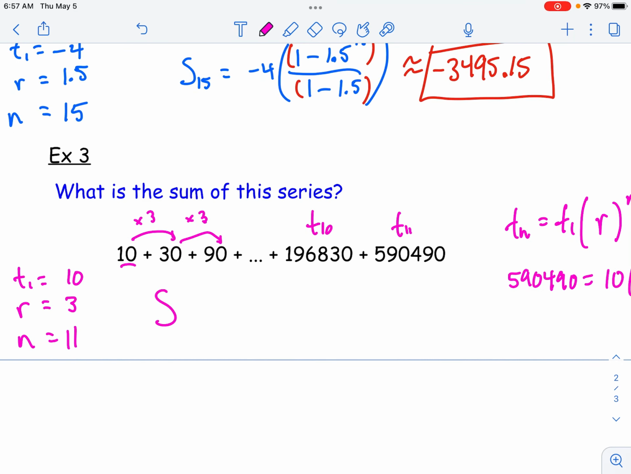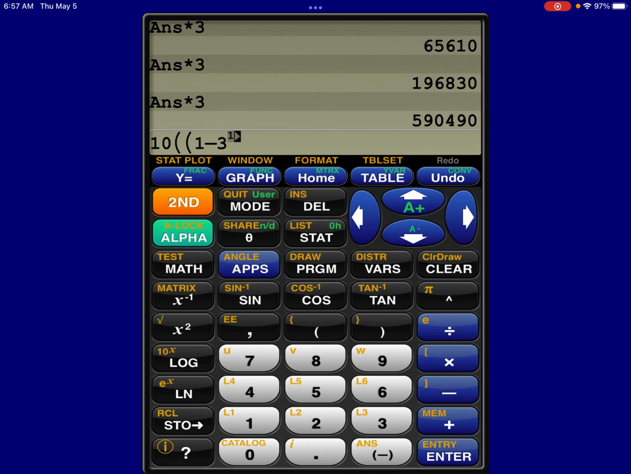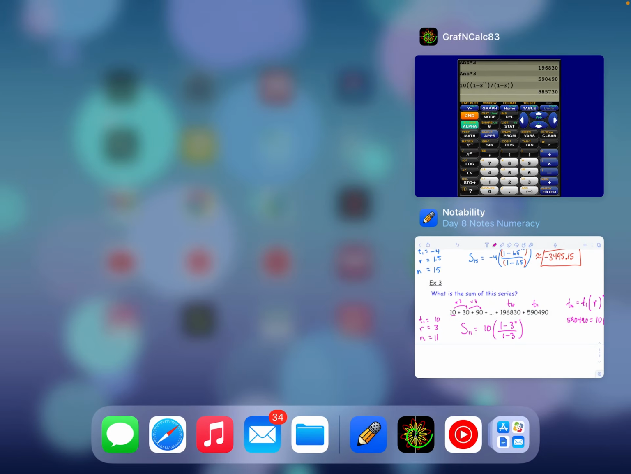So the sum of these 11 terms, you start with the first term, you multiply it by 1 minus the rate to the 11th over 1 minus the rate. Punch that in. First term is 10. 1 minus 3 to the 11th divided by 1 minus 3. And we get 885730.